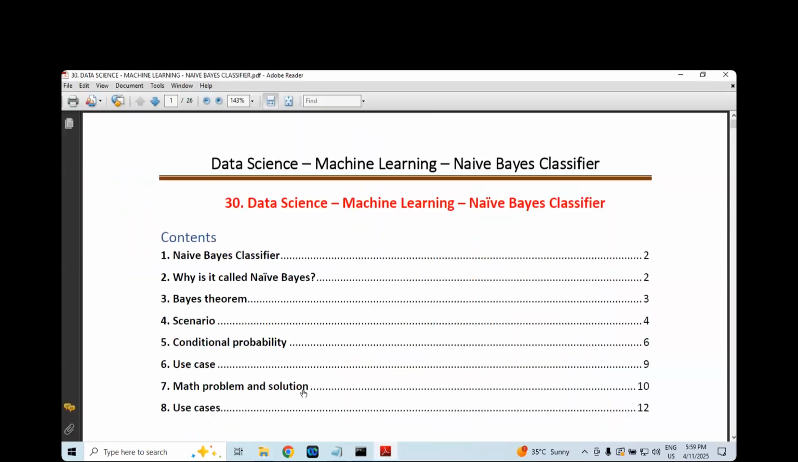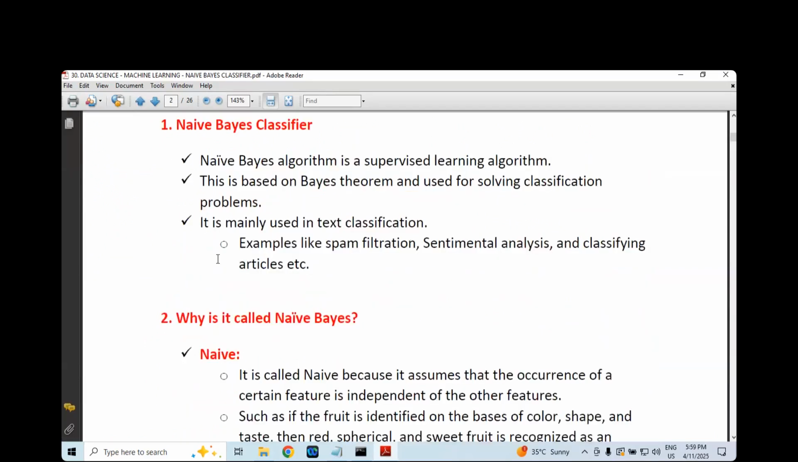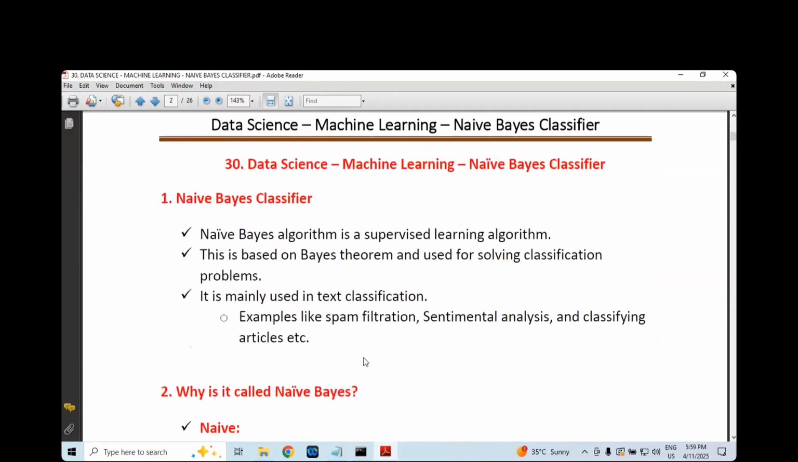Last, Naive Bayes classifier. This is an algorithm. Let me continue. We can close it easily. Naive Bayes classifier. What is the topic name? Naive Bayes. Bayes or bias, anything you can say. Naive Bayes classifier. The Naive Bayes algorithm is a supervised learning algorithm.